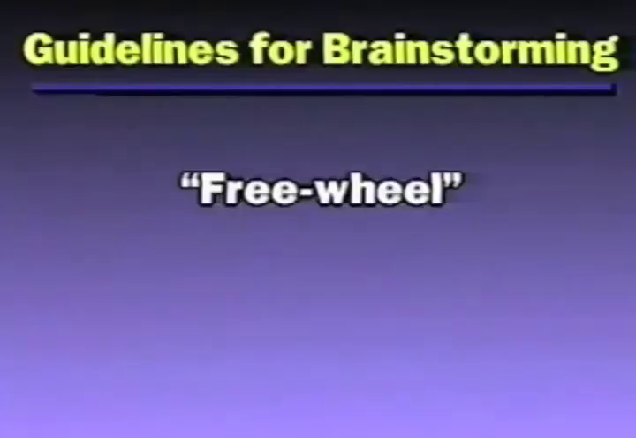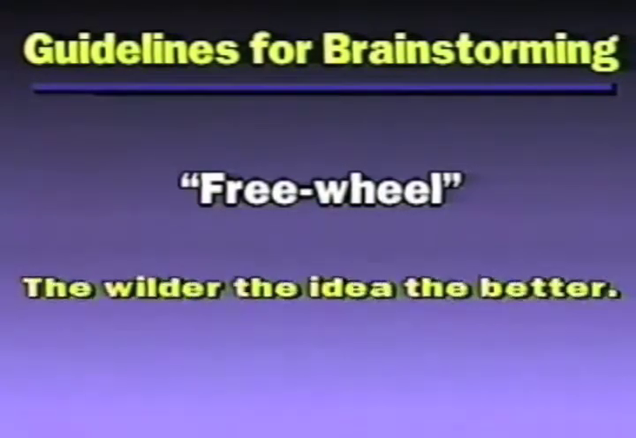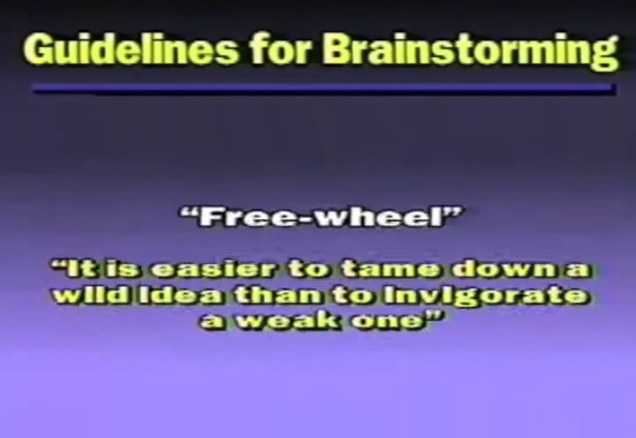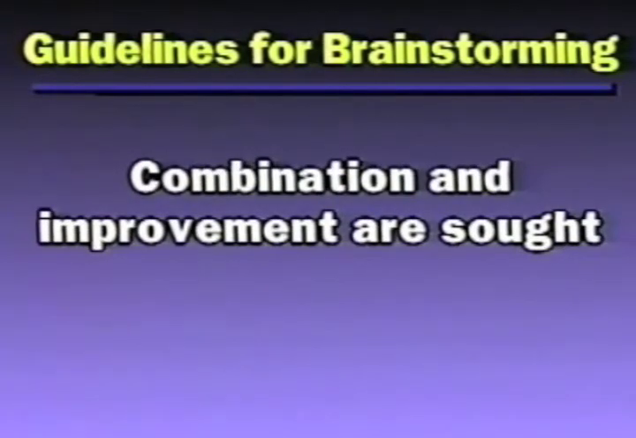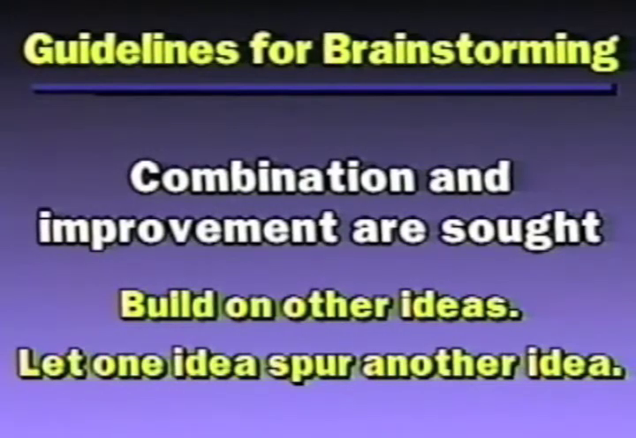Okay. The third guideline for brainstorming is freewheel. The wilder the ideas, the better. Alex Osborne, the inventor of brainstorming, once said, "It's easier to tame down a wild idea than to invigorate a weak one." So whatever comes to mind, jot it down. If you find yourself slowing down, try the forced relationship technique. Final guideline: combination and improvement are sought. Build on other ideas. Let one idea spur another idea and spur another idea.